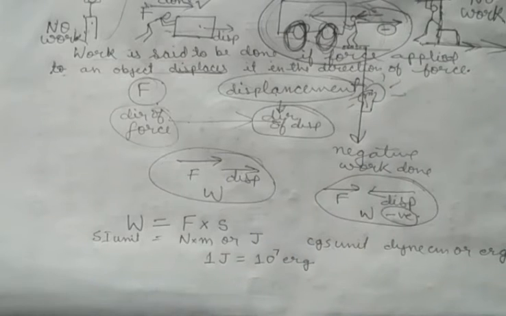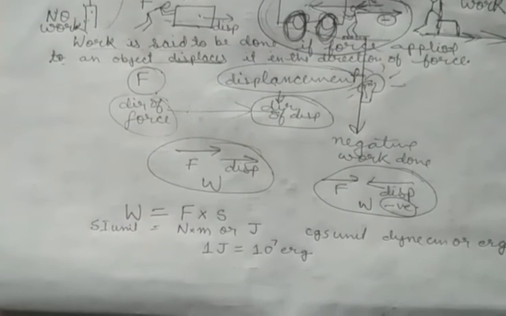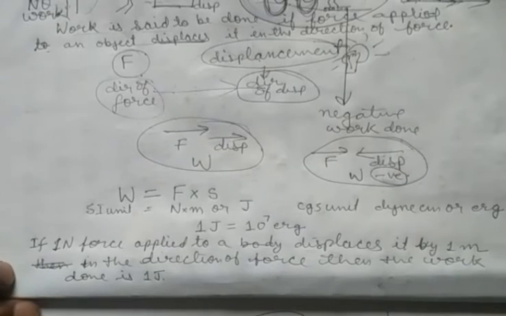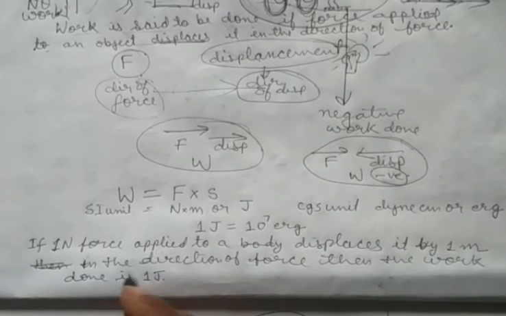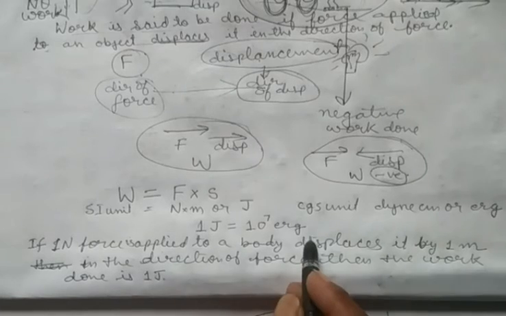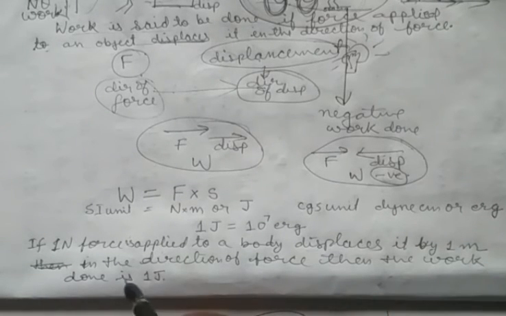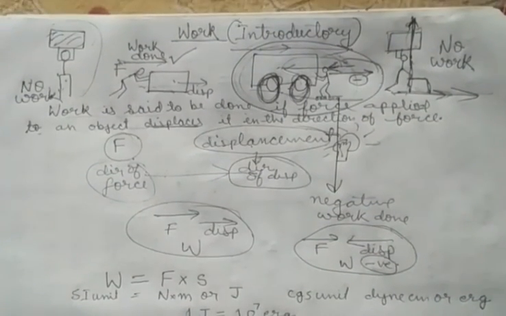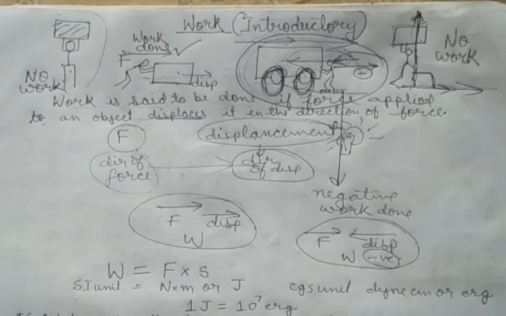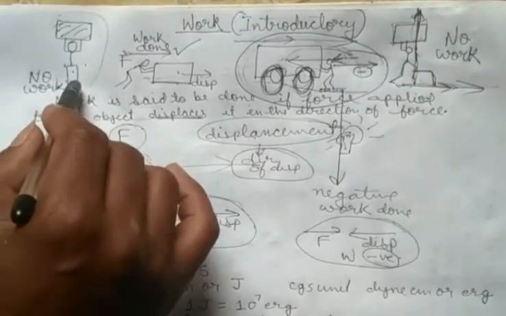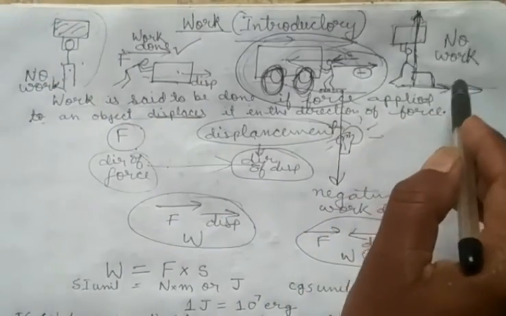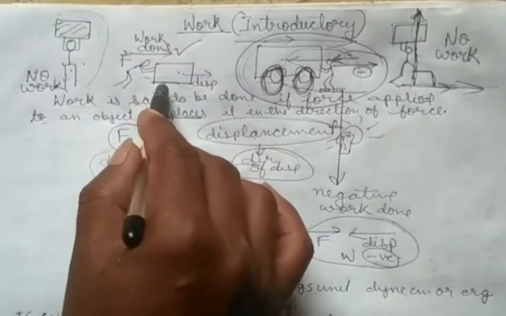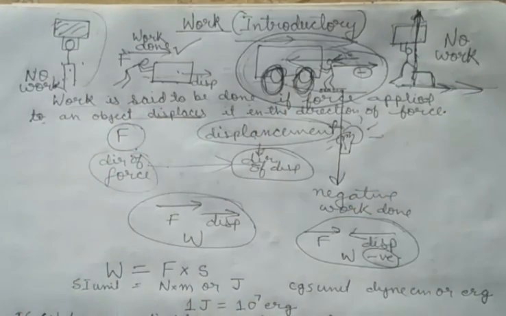यहाँ पे हमें 1 जूल को भी define करने की जरूरत है. If 1 Newton force is applied to a body and displaces it by 1 meter in the direction of force, then the work done is 1 joule. ऐसे हम 1 जूल को define कर सकते हैं. So this is just the introductory part. Now see different examples around you of applying force but not doing work, applying force, getting displaced, still not doing work, applying force, doing work, applying force and doing negative work. Bye bye.